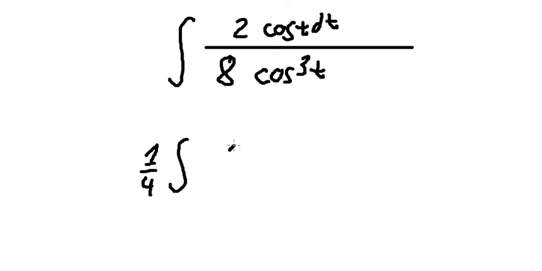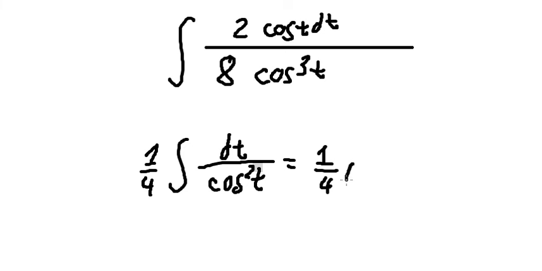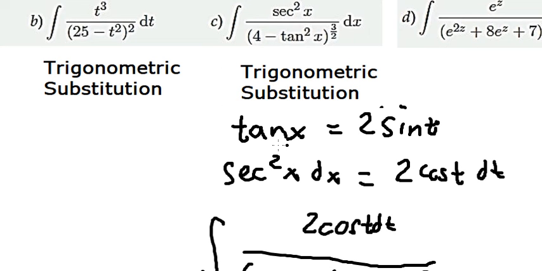The integral of dt over cosine t squared, and this one gives 1 over 4 tan t plus c. Now we need to find t, that's it for this one.